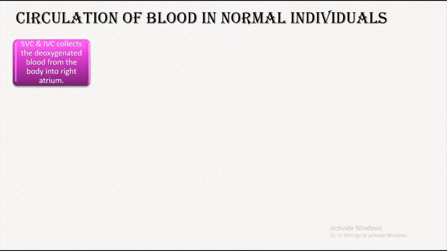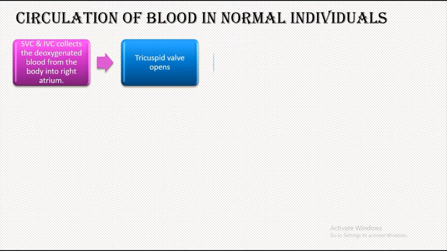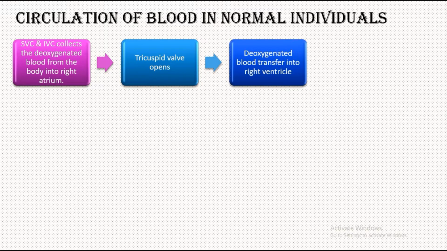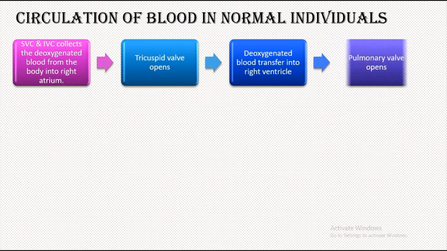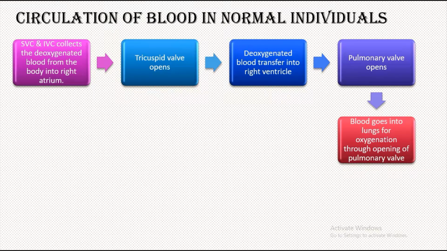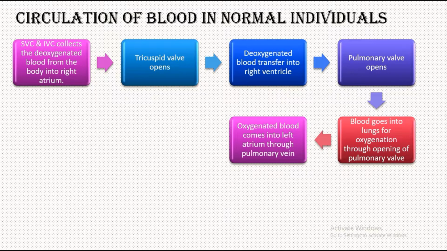The superior and the inferior vena cava collect the deoxygenated blood from the body and bring it into the right atrium. Then this blood goes into the right ventricle through the opening of the tricuspid valve. Then as the pulmonary valve opens, this blood goes into the lungs for oxygenation. Now the oxygenated blood from the lungs comes into the left atrium through the pulmonary vein.